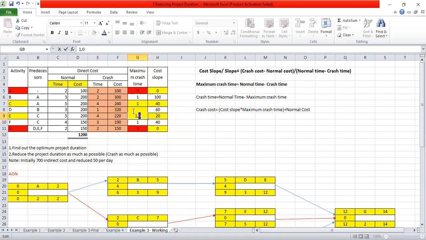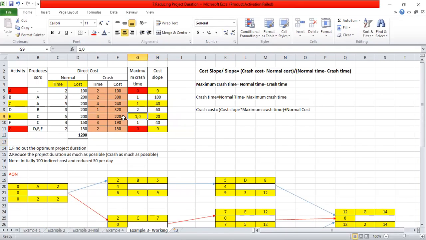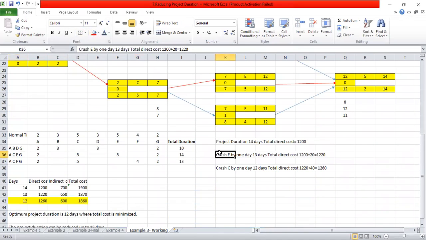So you can simply cut it down by 1 and write it as 0. After crashing activity E by 1 day, we cannot crash activity E any further. Therefore, I will cut down the E activity as well. So the first crashing activity is to crash E by 1 day. E activity is on the critical path, so I will crash E by 1 day.